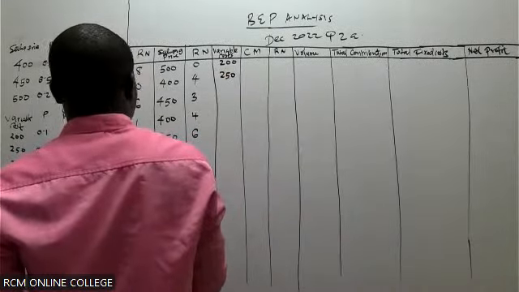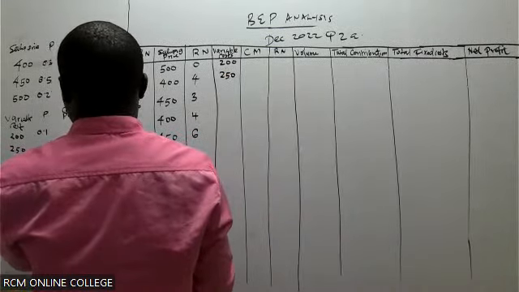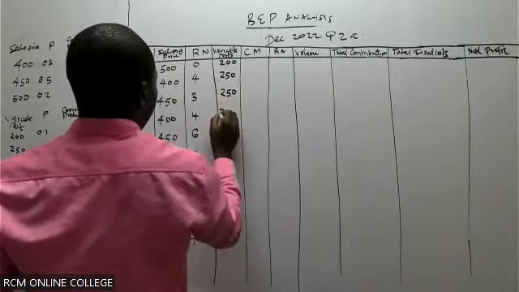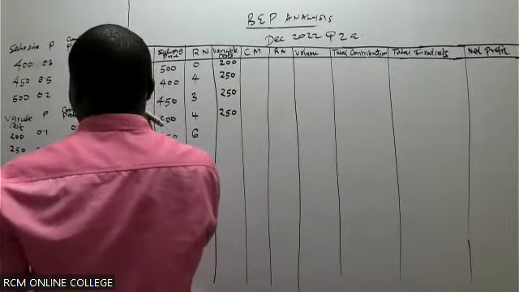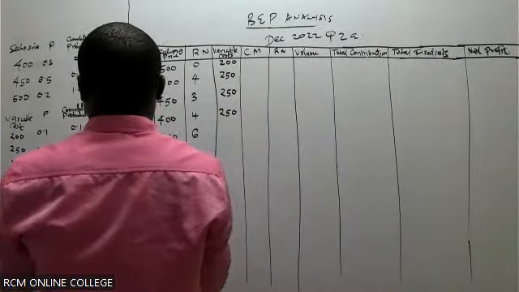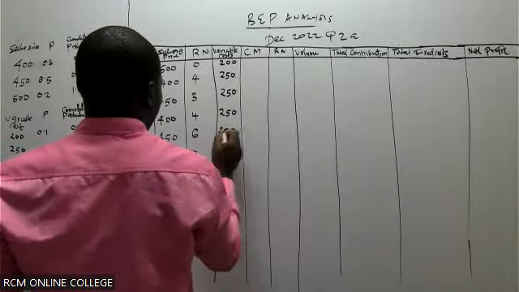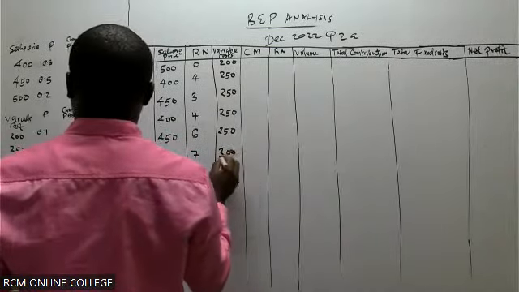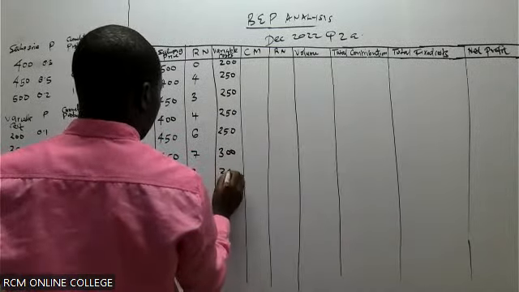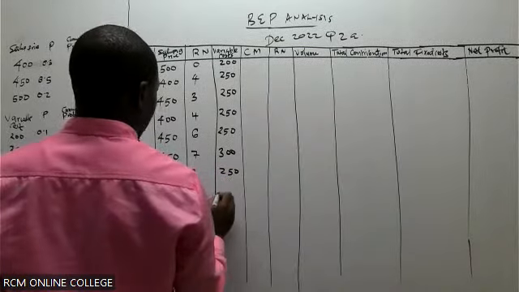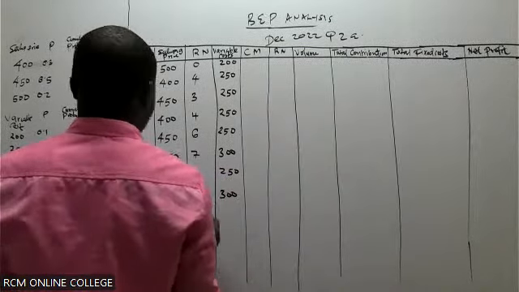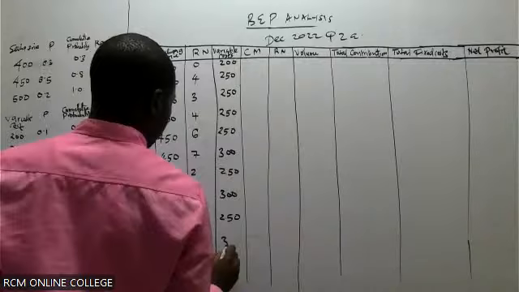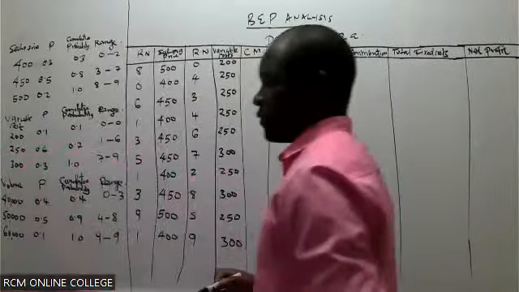Then we get 3. Where do we get 3? 3 within the second range again, 250. 4 within the second range, 250. 6 within the second range, 250. 7, third range, 300. 2, second range, 250. 8, 300. 5, 250. 9, 300. That is what we have.